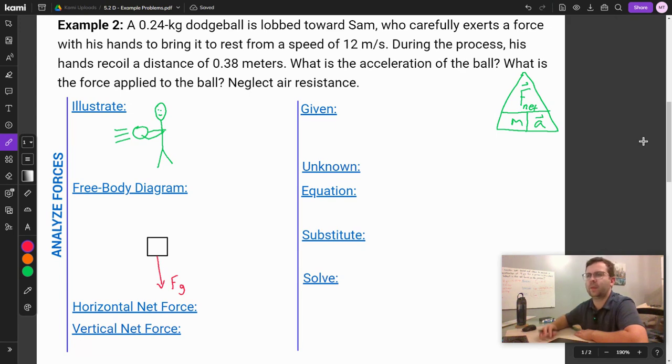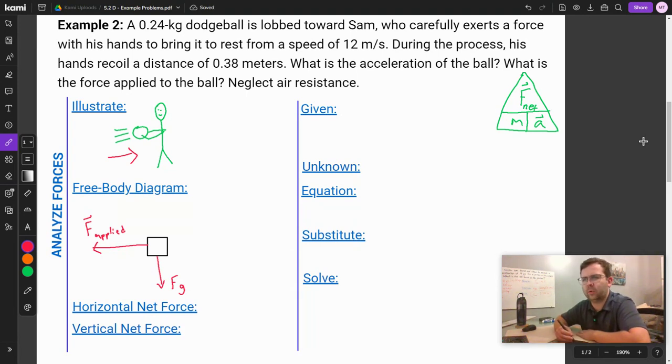Neglect air resistance. So I've already drawn the situation here, and I've also already added the gravity pulling the ball towards the center of the Earth. We're focusing in on the ball here as our system, so we're drawing forces acting on the ball alone, not the person. So what other forces are acting on the ball? Since the ball is moving to the right, according to my picture, there must be a force being applied to the left. We're going to label this the applied force here, and that's the force that Sam applies to the ball.